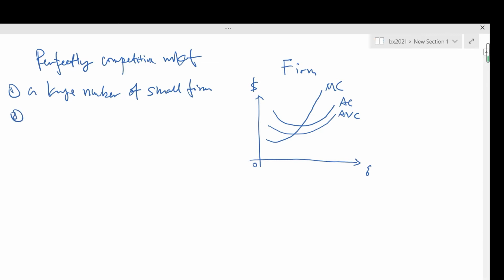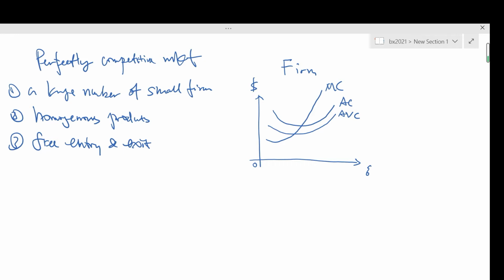Secondly, products are homogeneous. The product you produce is the same as the product I produce, so there's no differentiation. Thirdly, there's free entry and access into the market, so it's easy to enter the market or leave the market.